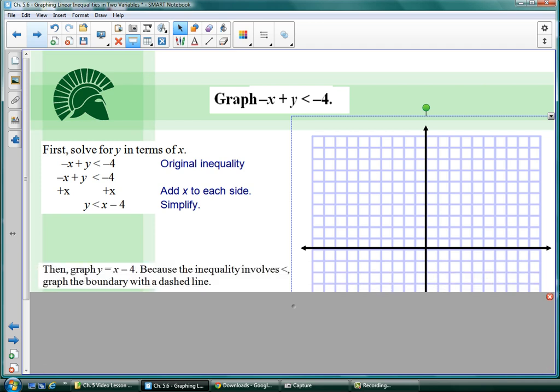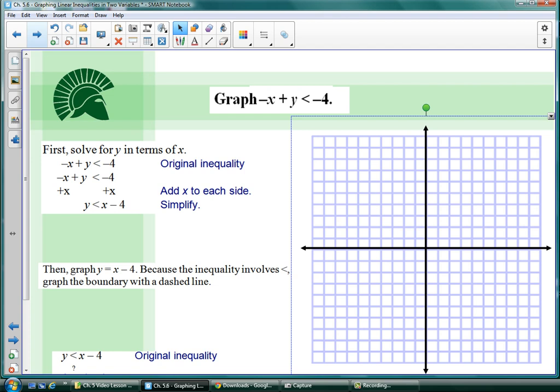And the next thing I'm going to do is graph the boundary line. Remember, the boundary line is basically as if it was an equal sign. So that boundary is what we're going to look at. And then we're going to use the fact that it says less than to remember that that's a dashed line, not a solid line, because there's no equal or equal to here.